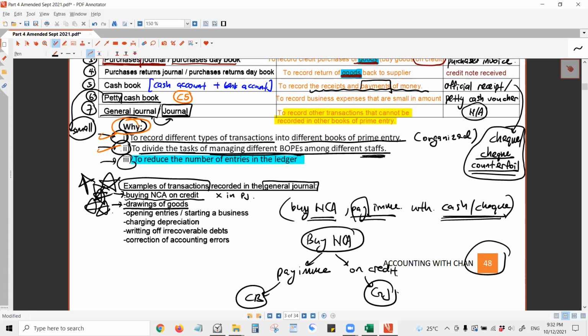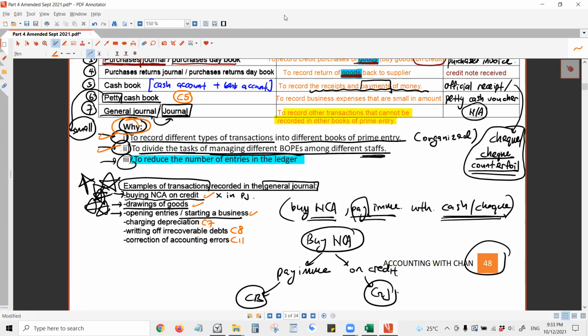And then a few more, you see. Drawings of goods are also recorded into the general journal. Opening entries, or you call it starting a business, are also recorded into the general journal. The last few things you will learn in the future, but they are also in the general journal. You will learn this in chapter 7, chapter 8, chapter 11. So we'll talk more about this in the future. For now, maybe you just remember the first three: buy NCA on credit, drawings of goods, and the entries for starting a business. They are all recorded in the general journal.